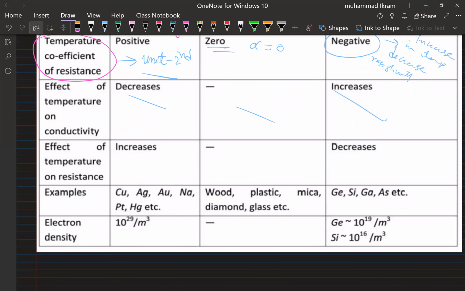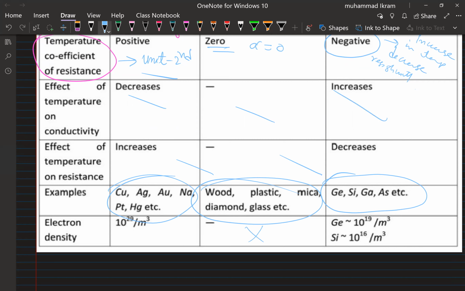The effect of temperature on resistance is already explained to you. Examples: these are the examples of the conductors here, the insulators, and here the semiconductor substances. And this is the electron density, it is 10 to the power 29 per meter cube, and here no electron density. Now remember, I would like to tell you the diamond is a bad conductor of electricity, but it is a good conductor of heat. You must remember this about the diamond.